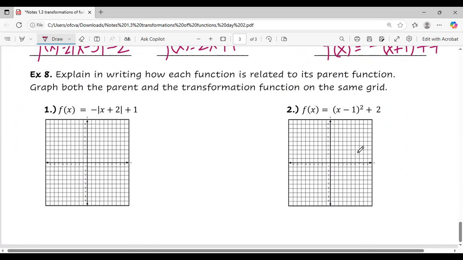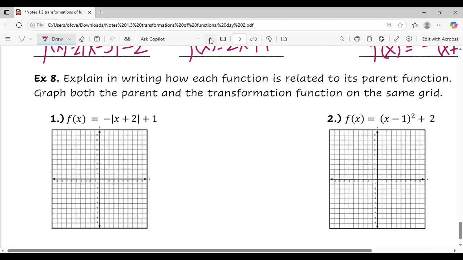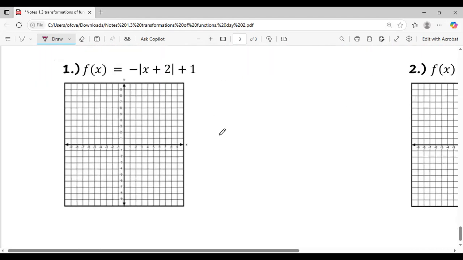This is absolute value. This is a parabola. Remember, this is a V shape. This is a U shape. So let's start with this one. First thing you notice, obviously, absolute value. Let me actually go back and make this bigger again, because it's easier for you to see it.